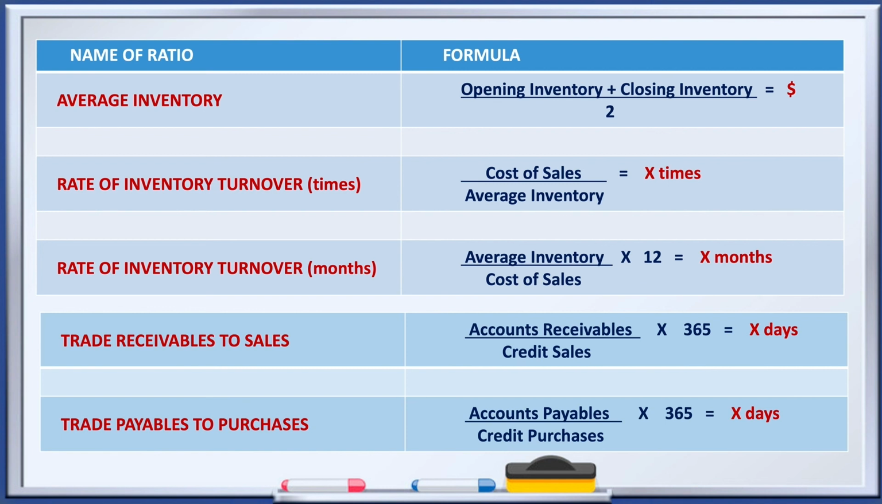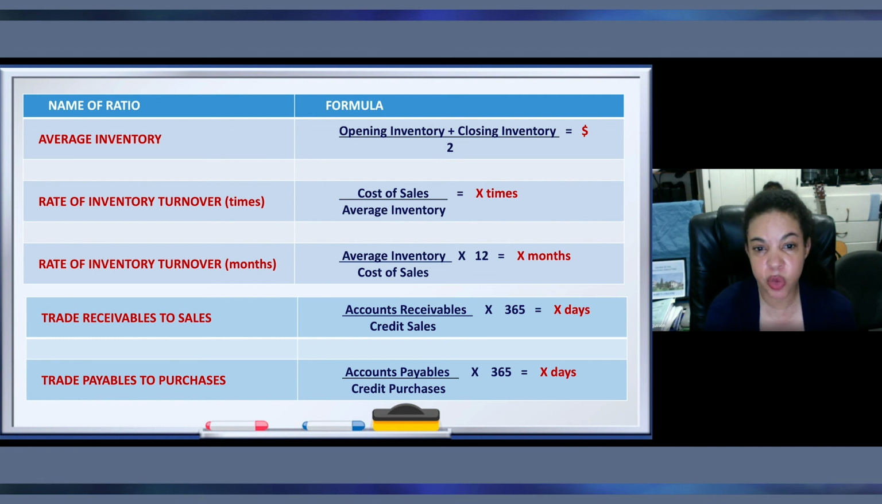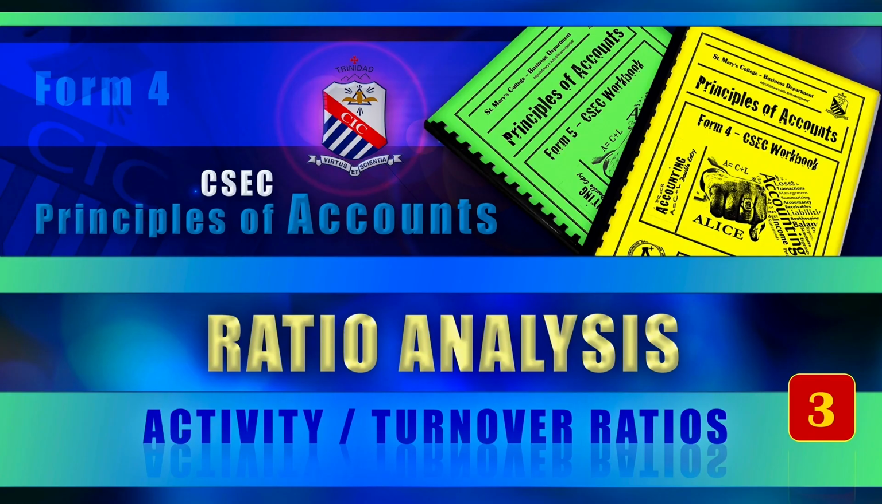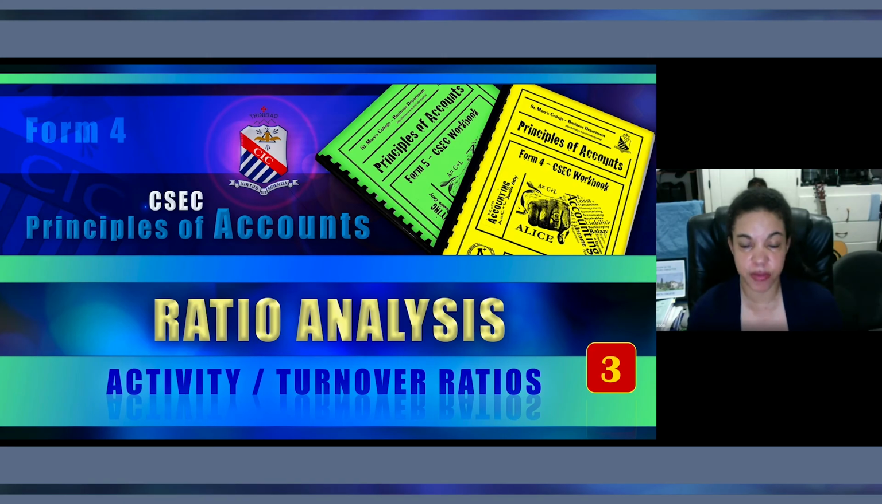And then you have your receivables to sales, which is in the name, receivables over credit sales. And since it's expressed in days, multiply by 365. And then your trade payables to purchases, in the name, payables over your credit purchases. And because it's expressed in days, multiply by 365. So this is what you have to learn in terms of your activity ratios. And that would conclude everything that you have to learn in terms of the formulas.